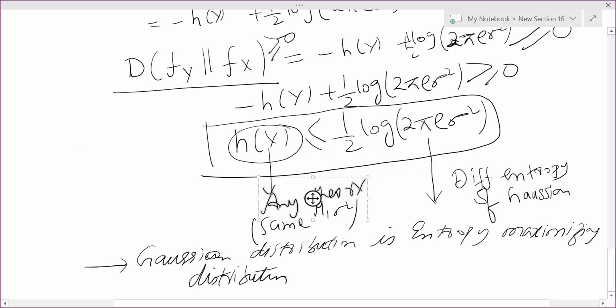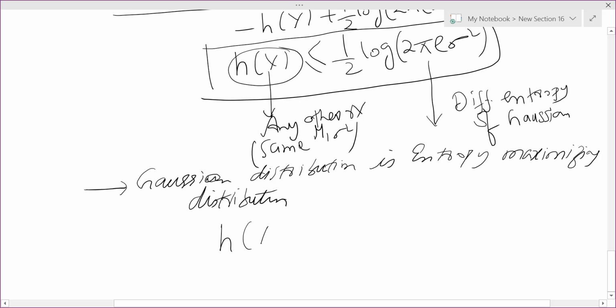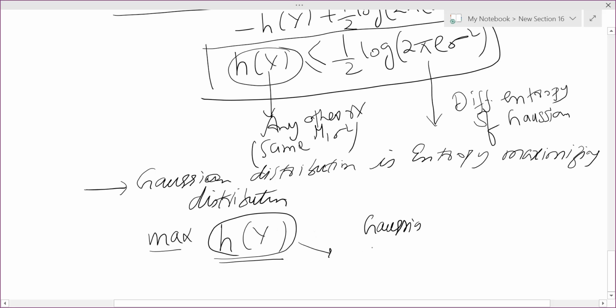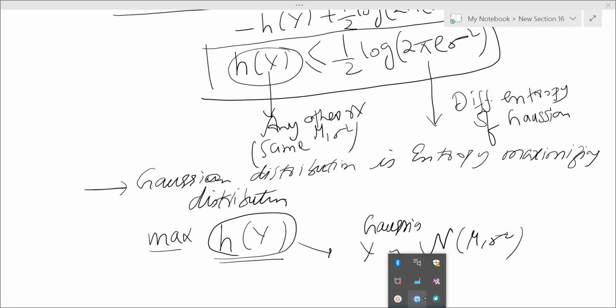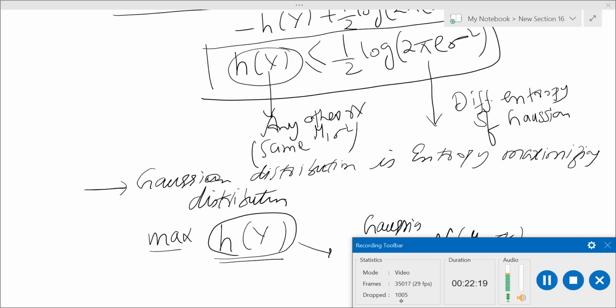What does that mean? Suppose I have h of y, y any random variable, and I want to maximize it. What y will maximize this entropy? The random variable which will maximize this entropy will be the one which has a Gaussian distribution. So if you want to maximize this entropy, you need to take y as Gaussian distributed, that will have the maximum entropy. So this much for this part of the lecture, and now we will use this concept to define the channel capacity of the Gaussian channel in the next lecture.